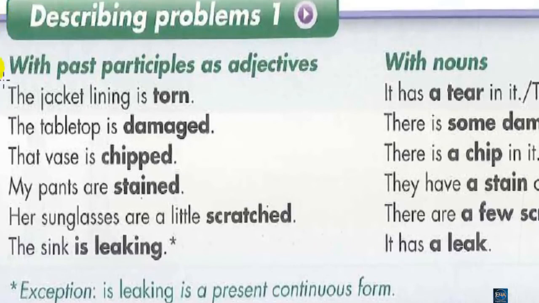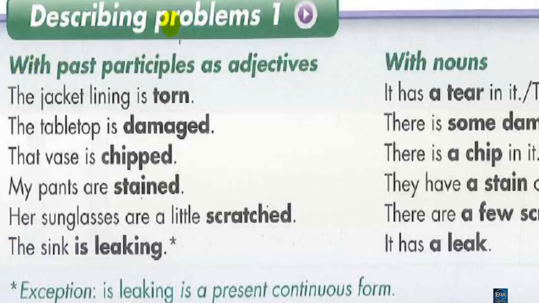Page 37, Exercise 3, Grammar Focus. Describing problems. 1. With past participles as adjectives. The jacket lining is torn. The tabletop is damaged. That vase is chipped. My pants are stained. Her sunglasses are a little scratched. The sink is leaking. Exception: is leaking is a present continuous form.